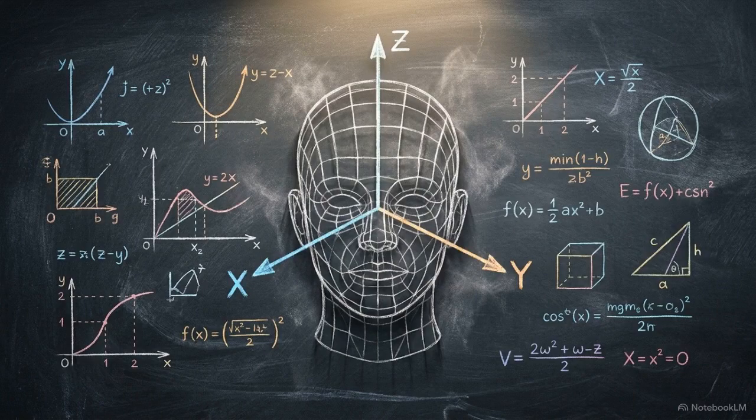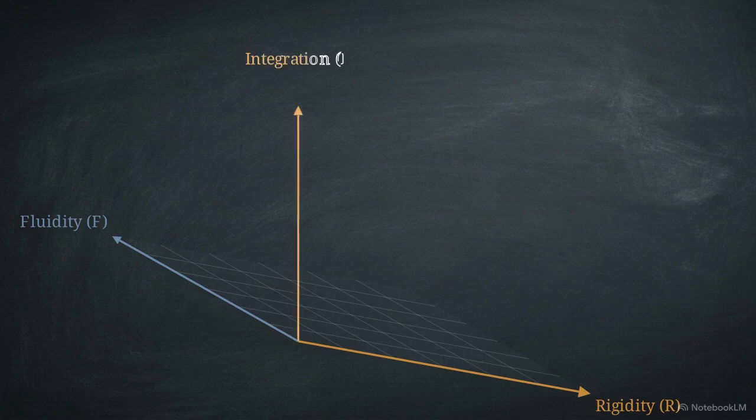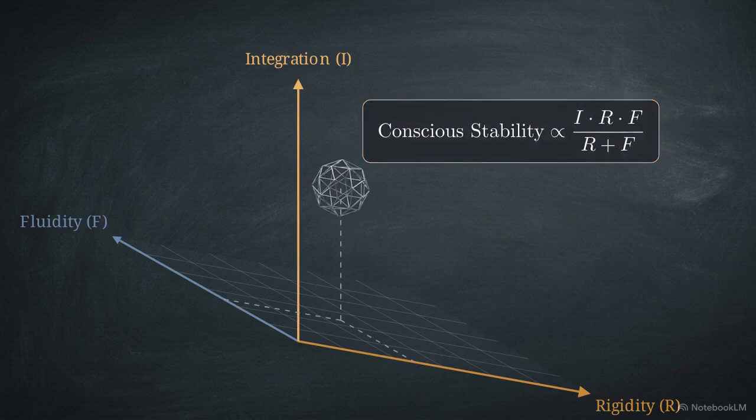To map the subjective experience of mind, we must convert cognitive states into specific, measurable parameters. We start with an axis for rigidity, holding memory patterns. Perpendicular is the axis for fluidity, the volume of new data moving through. The vertical axis is integration, the coupling strength between brain layers. Their interaction yields a specific governing equation for conscious stability.